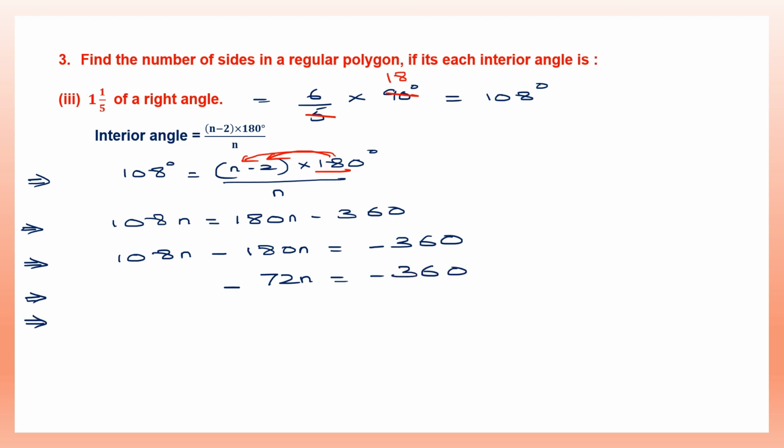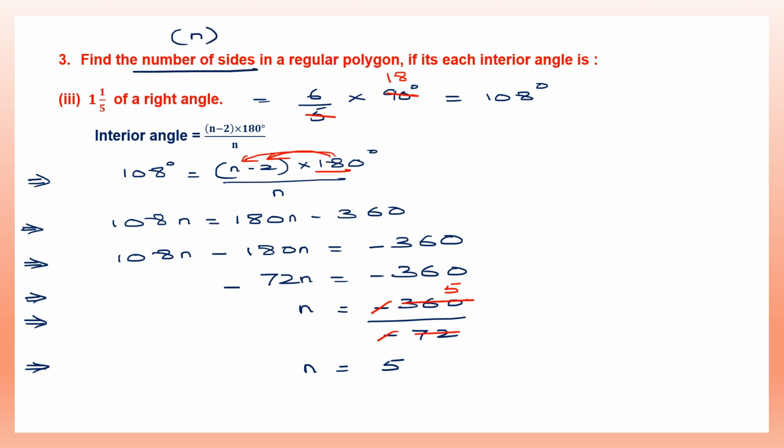So now let's find the value of n. n is equal to minus 360 divided by minus 72. So let's cancel this. We can cancel 360 and 72. 72 ones are 72. 72 into 5 is 360. So we have found the value of n, and n is equal to 5. And what is 5? 5 is the number of sides that we had to find. So we have found the number of sides to be 5.